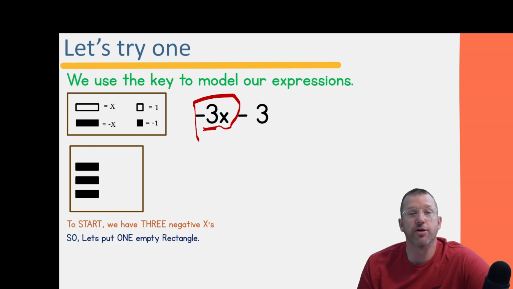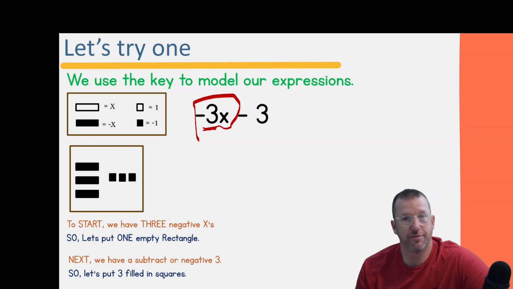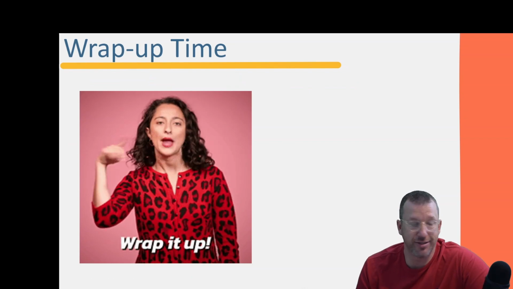So let's put 3 of those negative x rectangles up there. And then we're going to subtract 3, which means a negative 3. So we put 3 negative squares up. Y'all, it's that simple. I told you this was going to be brief. I told you it's going to be awesome.